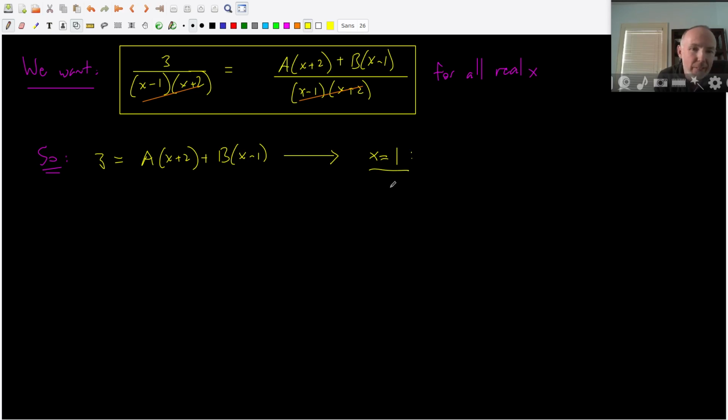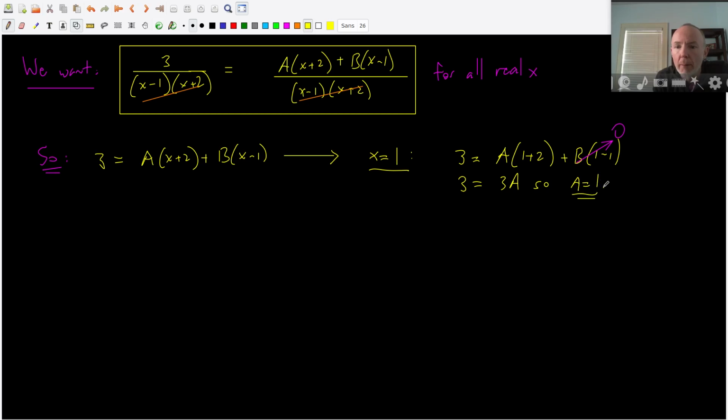But when I plug x equals 1 in here, I find 3 is a times 1 plus 2 plus b times 1 minus 1. And 1 minus 1 is 0. So here, in fact, 3a is equal to 3, so a is equal to 1. So I can find what a must be.